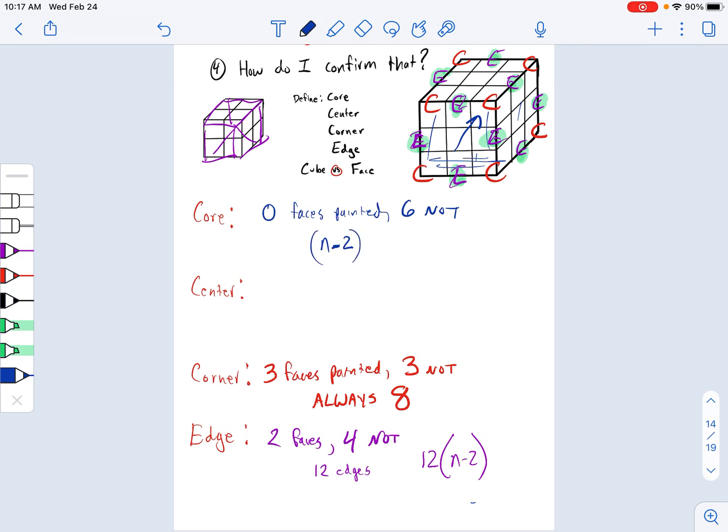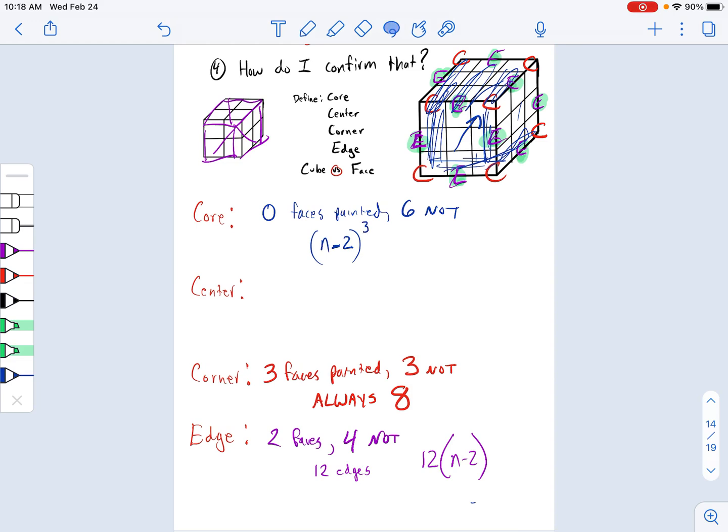And maybe this just took you some time to visualize, and that's fine. Or just logically, you have to take off these 2 parts and these 2 parts and this whole layer and this whole layer. That takes looking at a Rubik's cube. But what you figured out was the core was n minus 2 cubed.